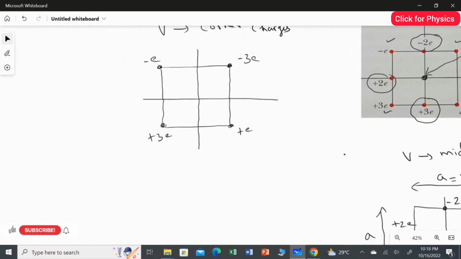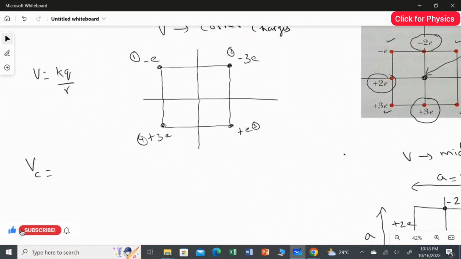As we already know, the potential formula is V = kQ/r. So let's take this as my first charge, this is my second charge, this is my third charge, this is my fourth charge. So we are going to apply this formula for each and every charge. By that, we are going to frame the equation.